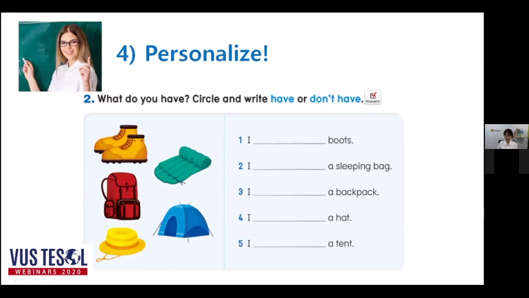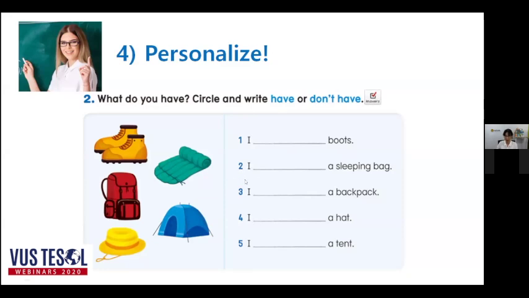Okay, so students can look at this picture and they can talk about themselves. I have boots, right? They can write have if they have boots. Number 2, if they don't have any boots, they write I don't have boots, right? It's about themselves. It's a meaningful sentence. It's a true sentence, right?